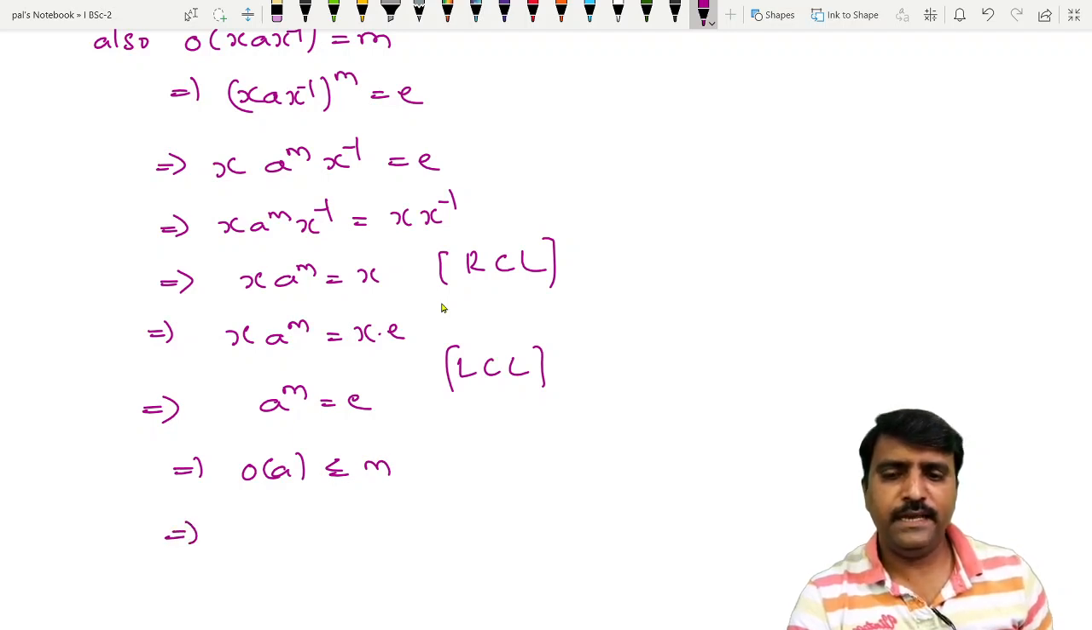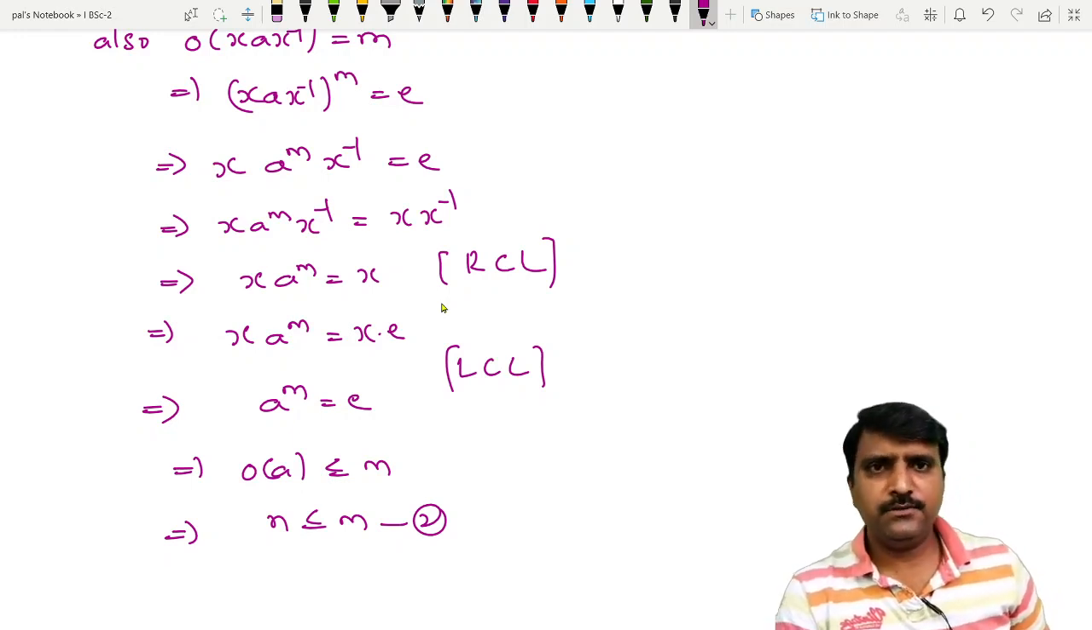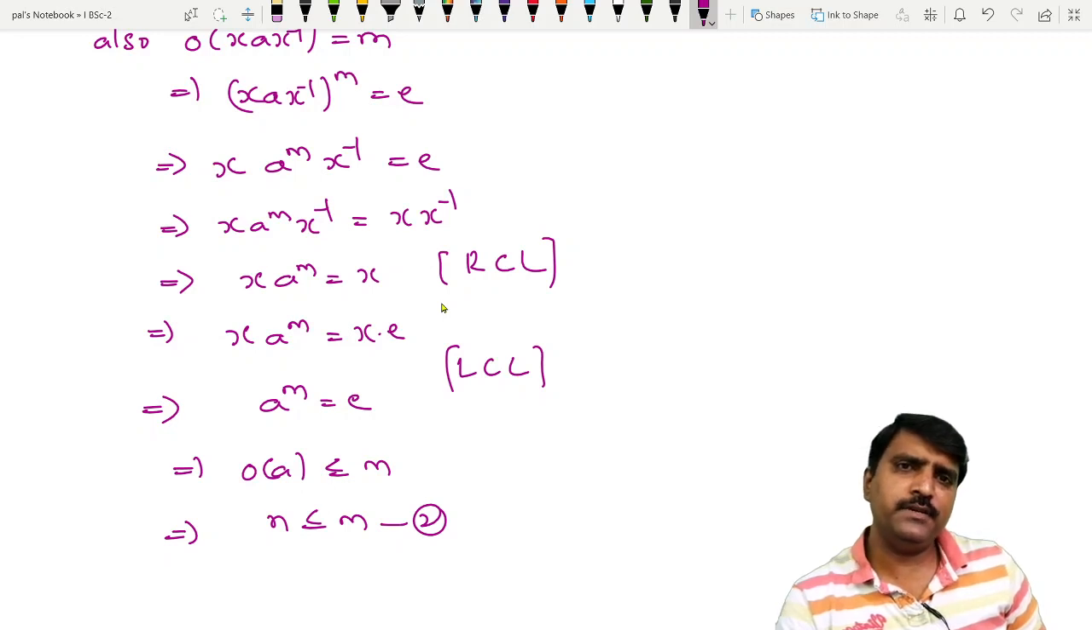Which implies that order of a, what did we take it to be at the start? Initially we considered that order of a is n, so n is less than or equal to m. Take this as 2. There are two numbers, one is smaller than the other, and the other is also smaller than this one. Is this possible? So a is less than or equal to b, and b is less than or equal to a. Is this possible? It is possible only when the numbers are the same.